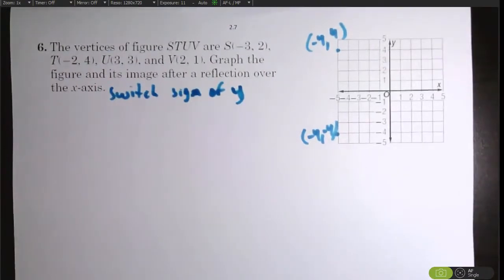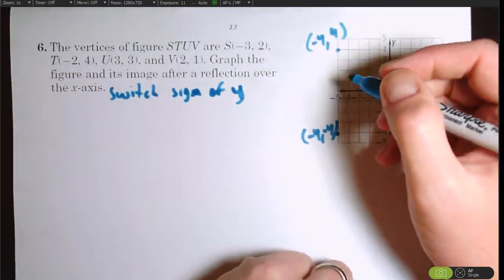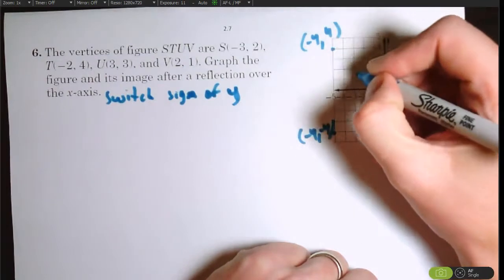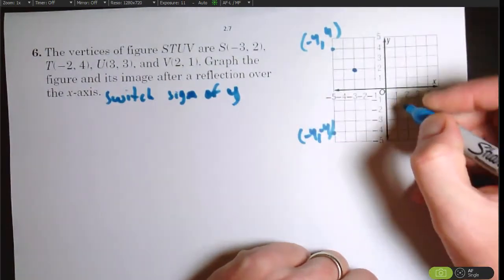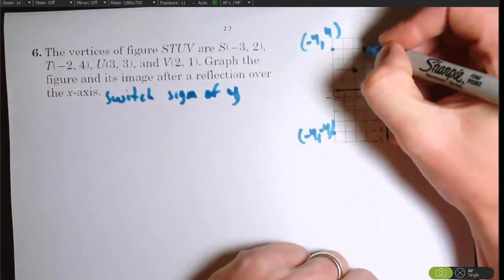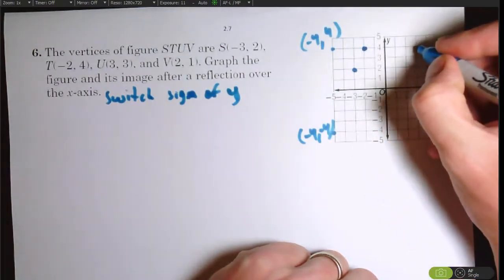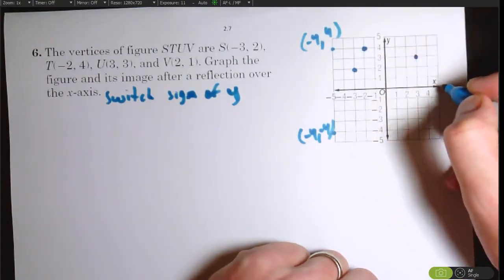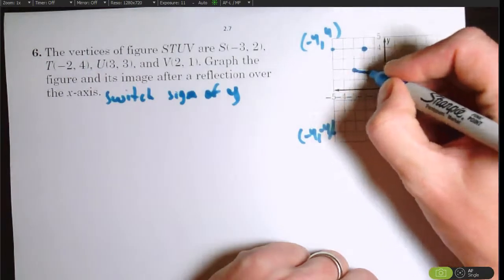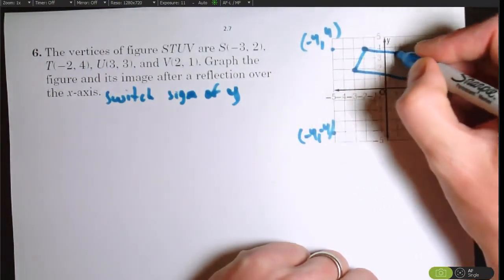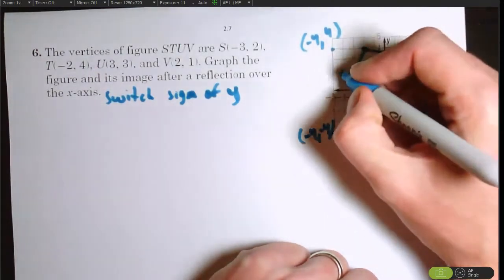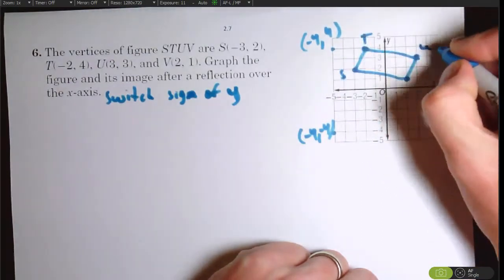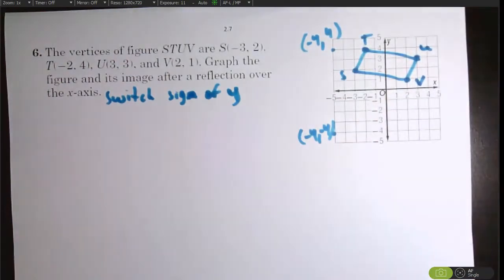Okay. So same exact process. Graph STUV. S is at -3, 2. T is at -2, 4. U is at 3, 3. V is at 2, 1. So S, T, U, V.